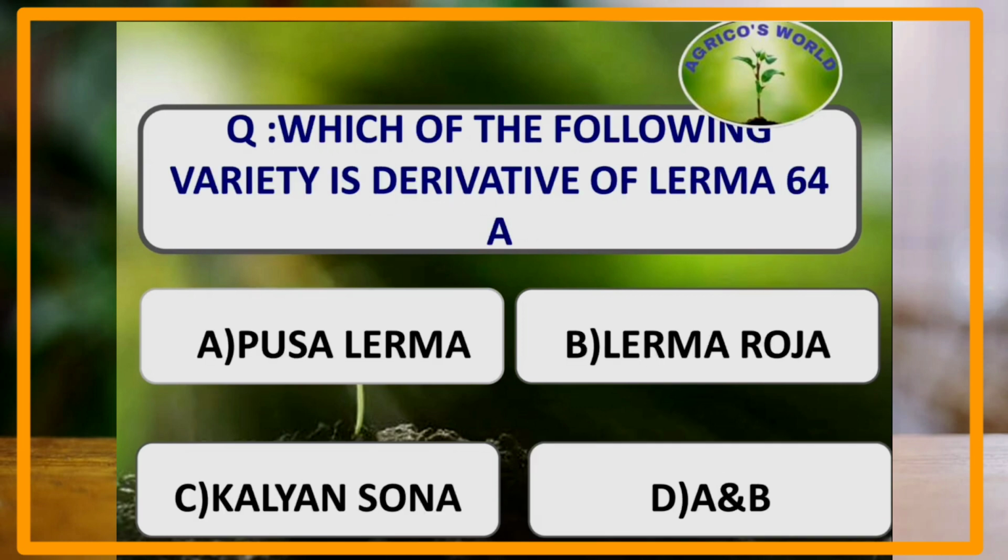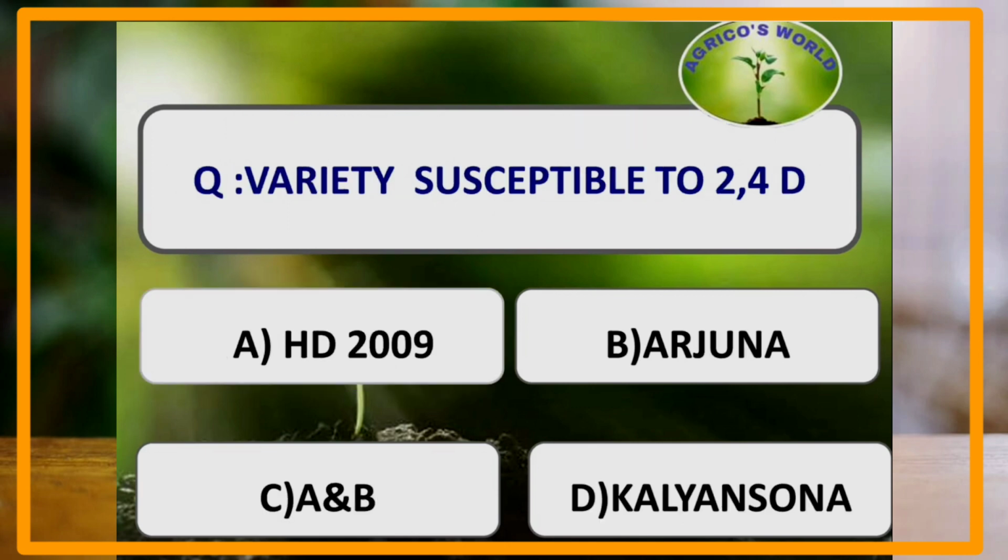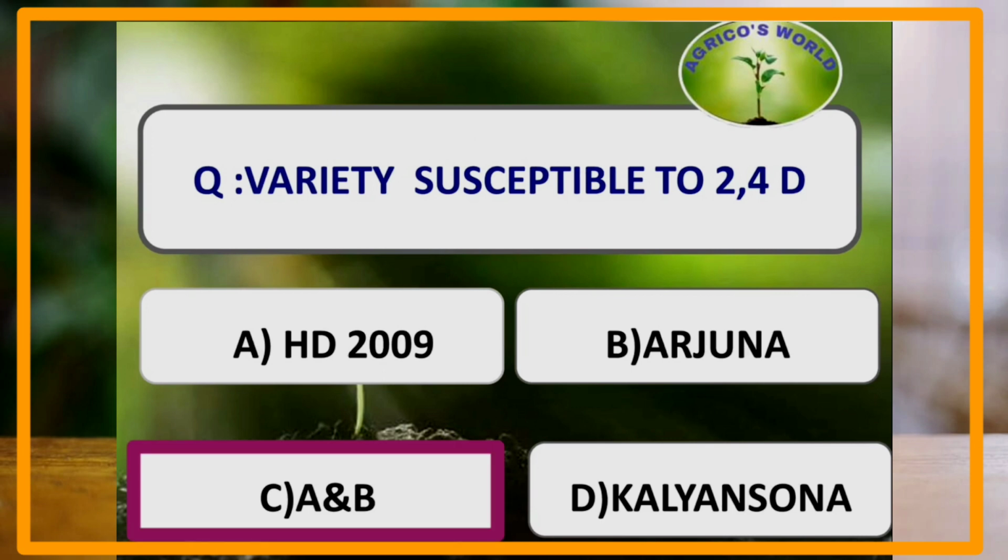Which of the following varieties is a derivative of Lerma Rojo 64A? Pusa Lerma is the derivative of Lerma Rojo 64A and it is a mutant variety of wheat. What is the variety which is susceptible to the herbicide 2,4-D? HD2009, which is also called Arjun, is susceptible to 2,4-D because there will be deformation of the inflorescence by the application of 2,4-D in this variety.